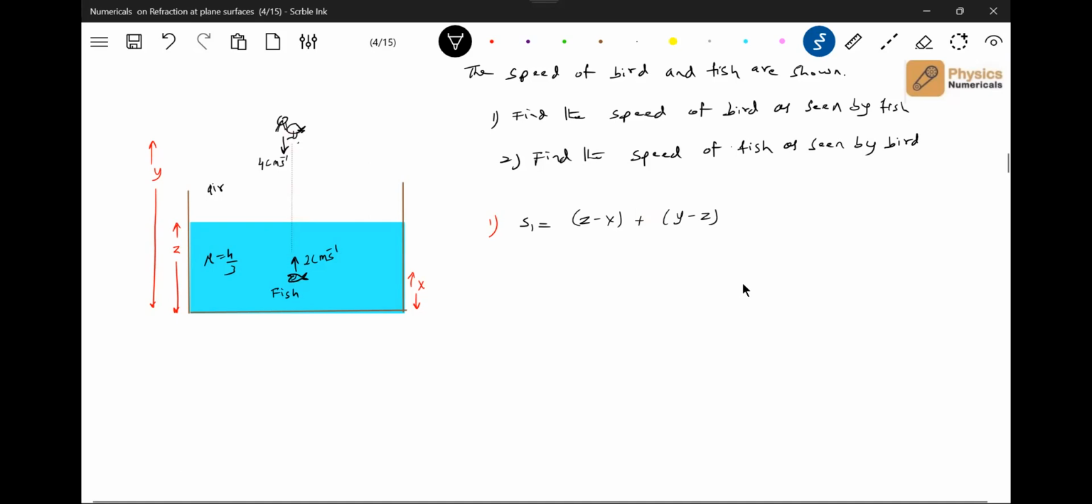It will appear mu times. What is the distance of the fish from the boundary? Z minus x. Agreed? This one. Then what is the height of the bird from the boundary? Y minus z. Since this is in rarer medium, this is a denser medium. So the bird will appear further, mu times. This will differentiate. Z is a constant. Z dot, or dz by dt, is 0. The reason for that: level of water is constant.